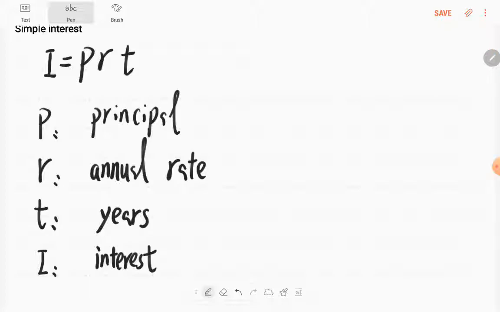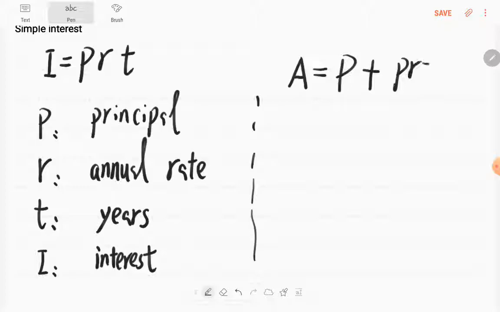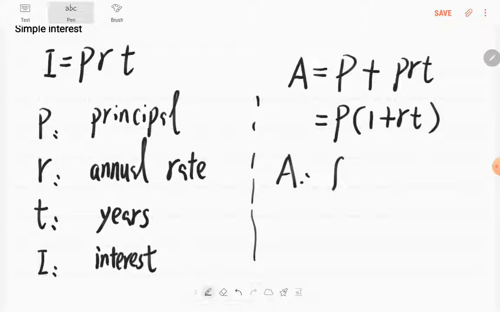And here, what about the future money? The future money we always denote by A. A is equal to the principal plus the interest we have earned. So if you put it together, it would be P times (1 plus R times T). So this is the future money. A is the future value.